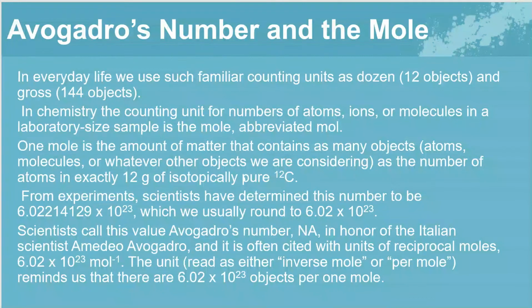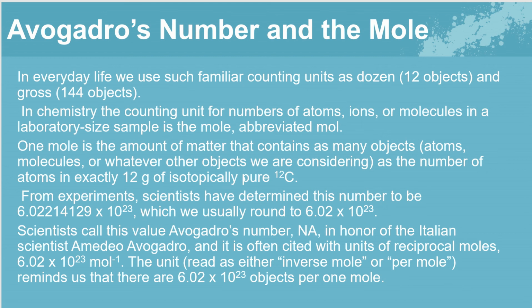I know this slide is a bit wordy, but let's try to get through it. In everyday life, we use such familiar counting units as a dozen. We know that a dozen is 12. 12 of anything is a dozen. Less commonly we use gross, but that represents 144 objects, right?